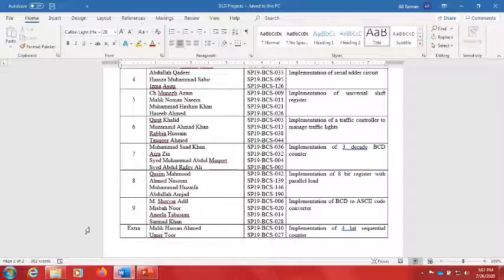Now coming to the last group, that consists of Hassan and Umar. What you have to do is implement a 4-bit sequential counter, which we have discussed in our theory portion. These are simple basic projects that are being assigned to you, so that you can have the hands-on experience of implementing them using Verilog HDL, and you have to perform the gate level modeling using Verilog HDL.